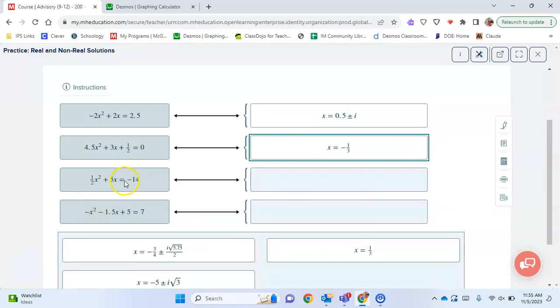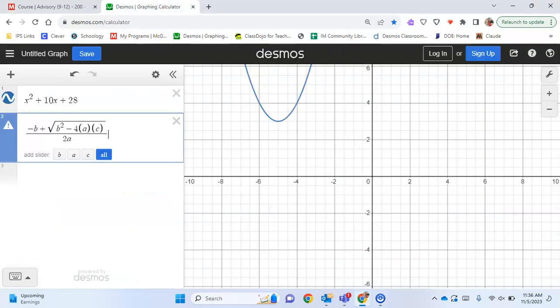For the next one, we'll multiply everything by 2 and add 28 to both sides. When you multiply everything by 2, you get x squared plus 10x equals -28. You add 28 to both sides, you get x squared plus 10x plus 28. That means A is 1, B is 10, and C is 28.